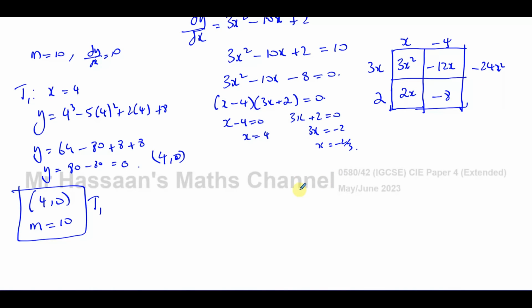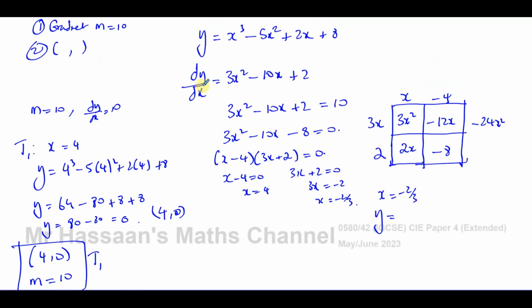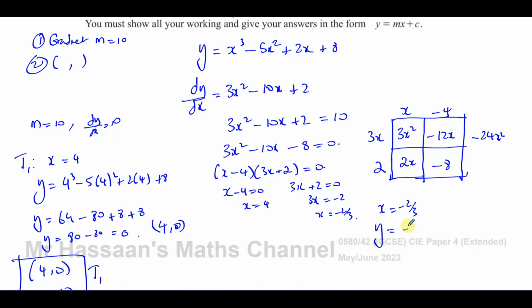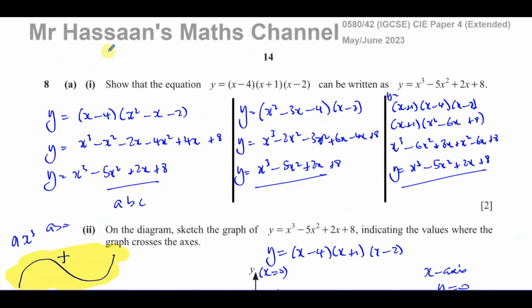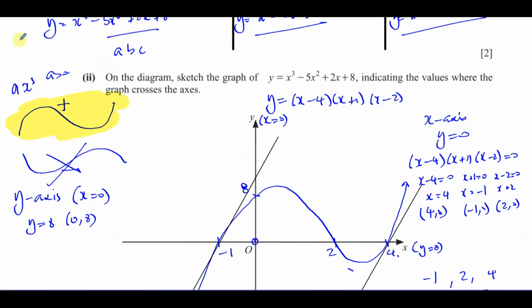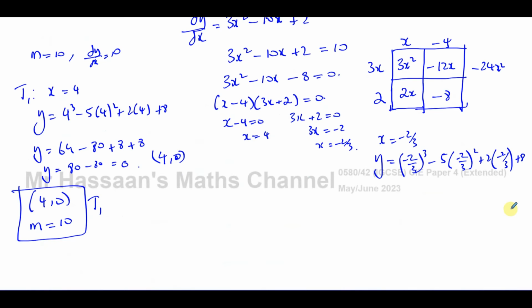And for the other one, we're going to have x equals minus 2/3. So let me do this up here to be a bit more symmetrical. This is a long question here. Anyway, x equals minus 2/3. Now this, you're going to put into the original equation. So you're going to have minus 2/3 cubed, minus 5 times minus 2/3 squared, plus 2 times minus 2/3, plus 8. This is going to be a bit more hassle to work out. Now, if you look at the symmetry of this, I'm pretty sure that will probably also be on the x-axis.